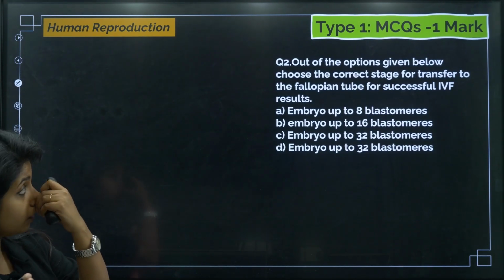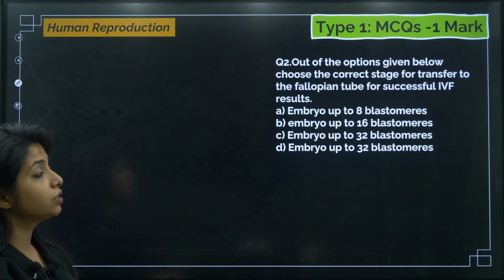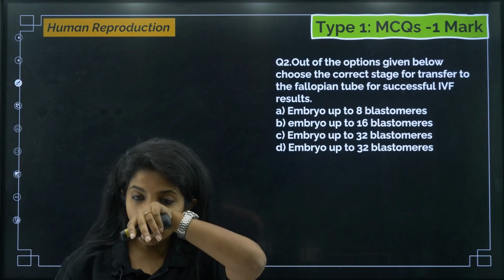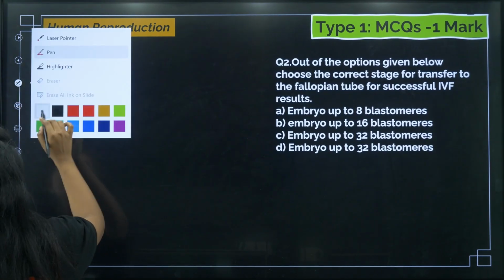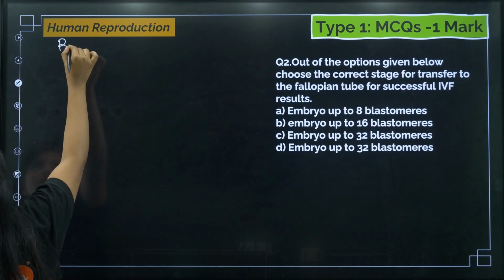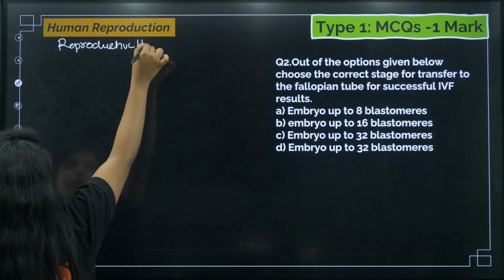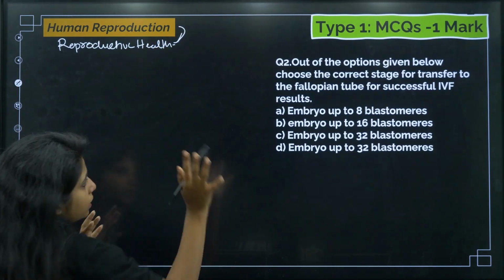Out of the options given below, choose the correct stage for the transfer to fallopian tube for successful IVF. What do you mean by IVF? In vitro fertilization. So what happens in vitro fertilization, children? Well, this is not of human reproduction, this is of reproductive health. But yes, you should be knowing, so all these things are linked.